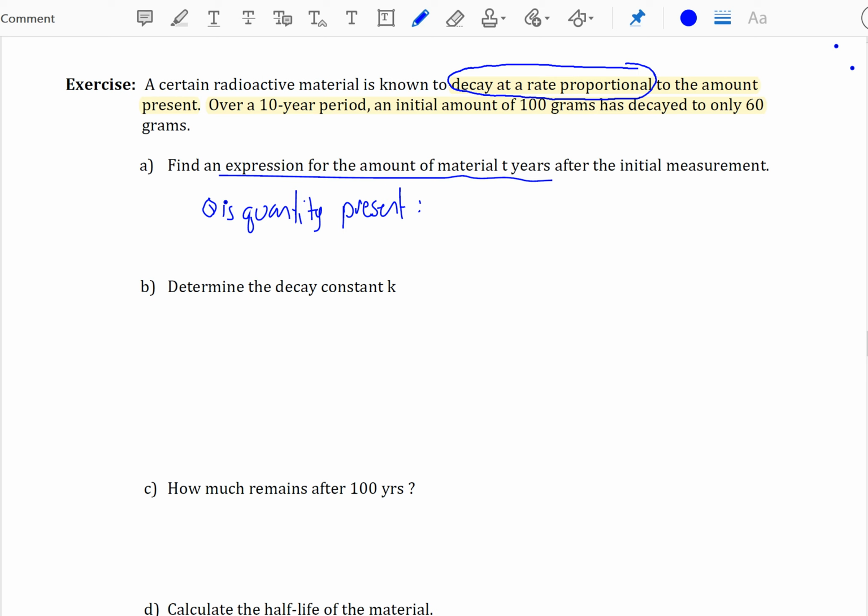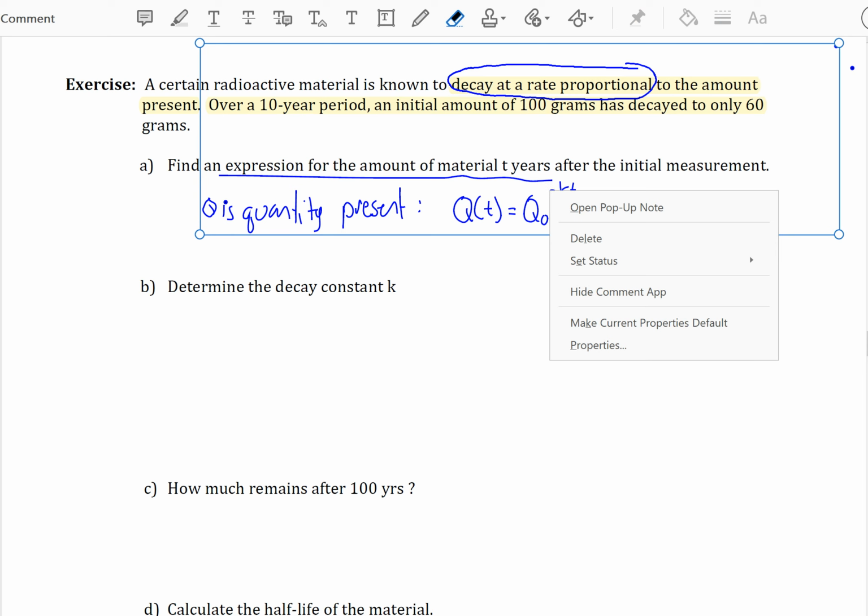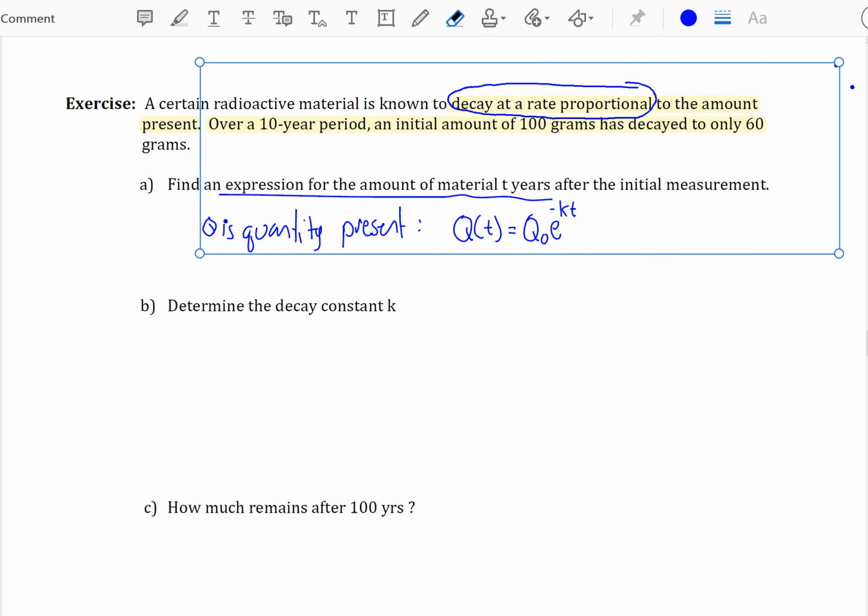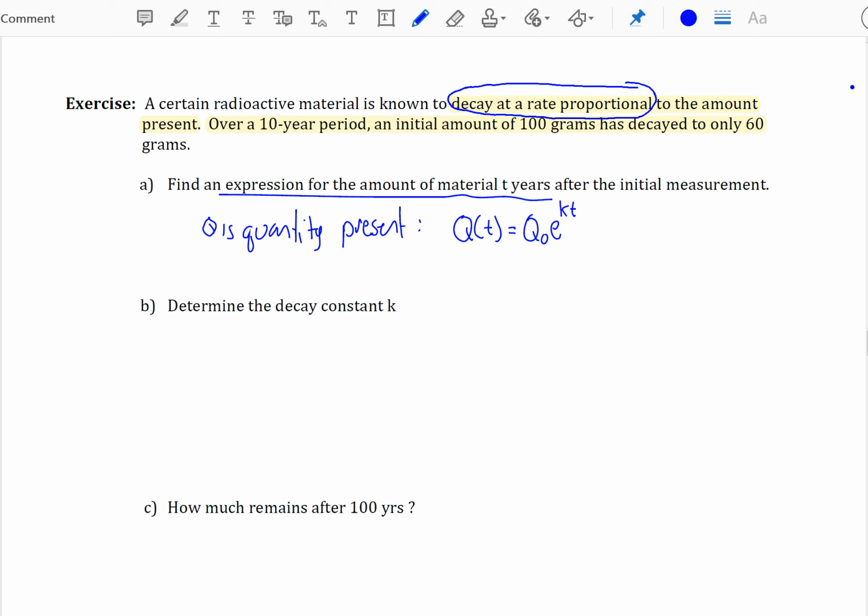then we know our solution that models this will have to be of the form Q of t equals Q naught e to the kt, or e to the negative kt. Now you can put the negative here or you can leave it off. I think I'm actually going to leave the negative off for now. However, we should observe that k should be negative, but I'm going to write that separately. So I'm going to write e to the kt, where we should say that k is less than 0.